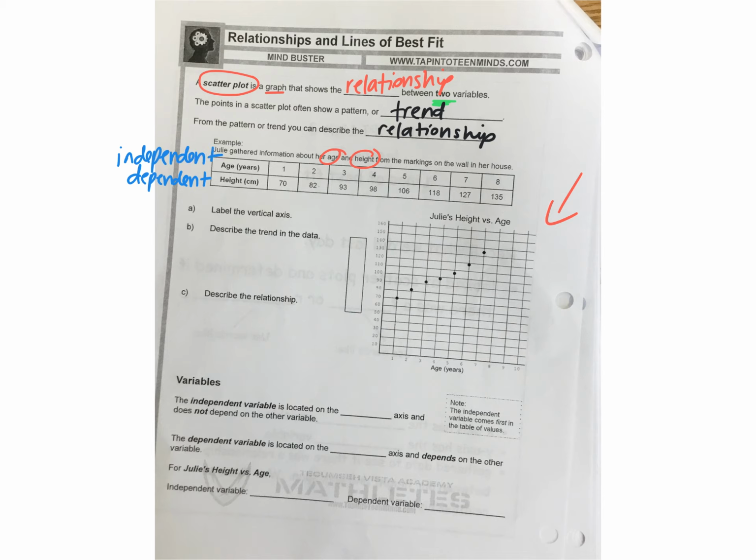Independent always goes on which axis? The X or the Y? X. So we'll put that there. It's always on the X axis. The dependent variable is always on the Y axis. So if this is our dependent variable, can we label the graph? It hasn't been labeled. We have age is our independent.